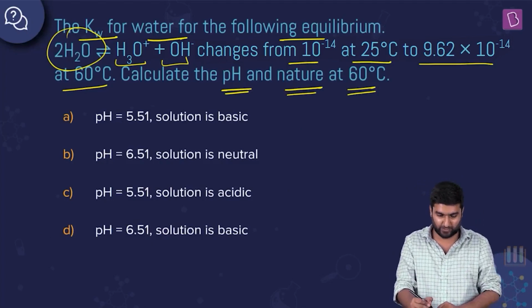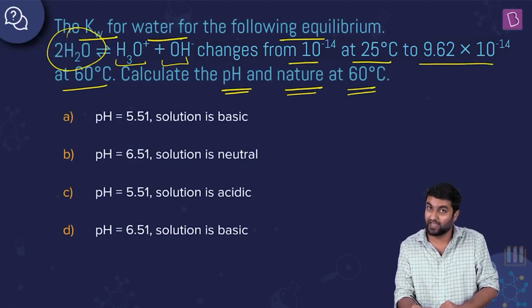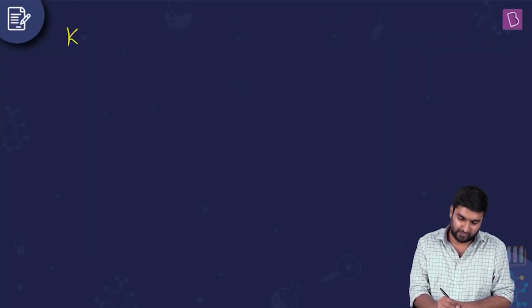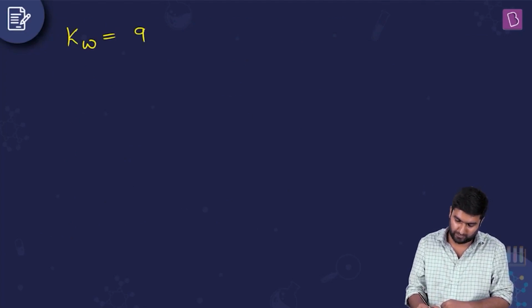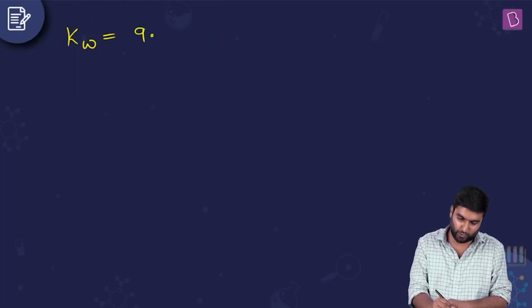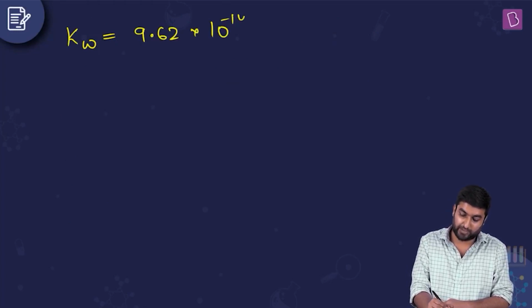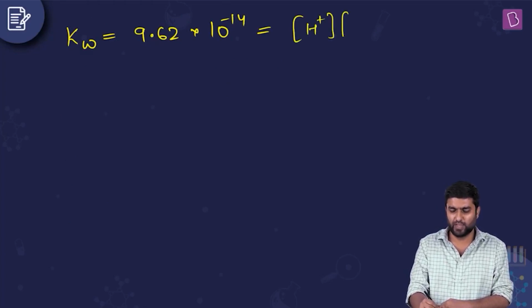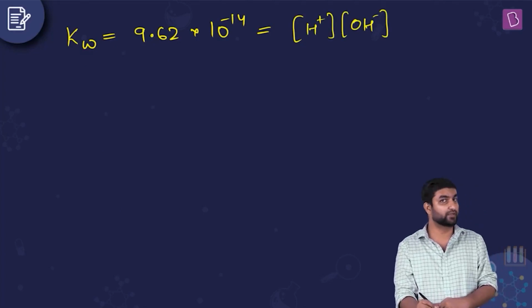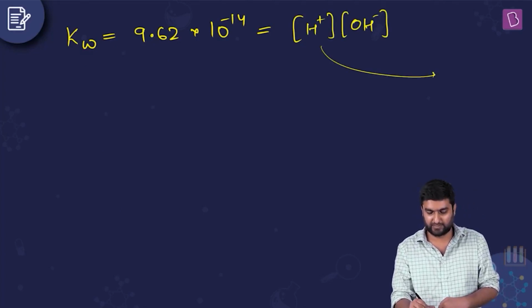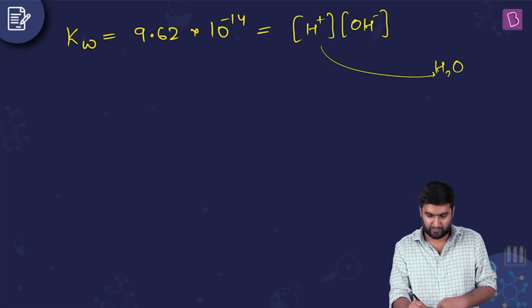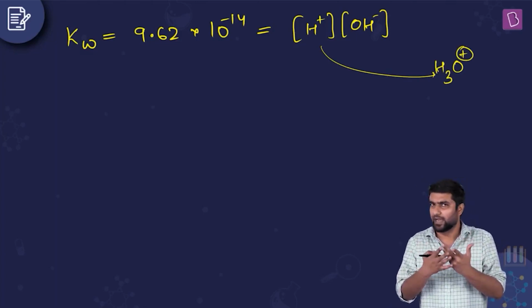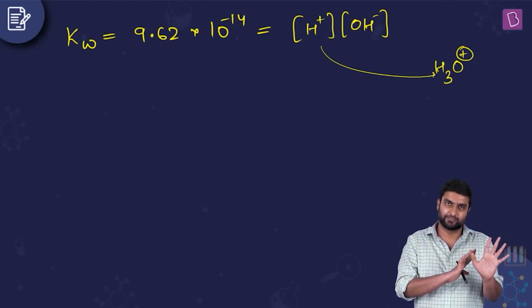Okay, cool, fine. So, think about it. What do we have here? At 60 degrees Celsius, Kw is 9.62 times 10 to the power minus 14. But it's always going to hold true that Kw is equal to H plus concentration multiplied by OH minus concentration. The question has written H3O plus; I just write H plus instead. Either way is fine.